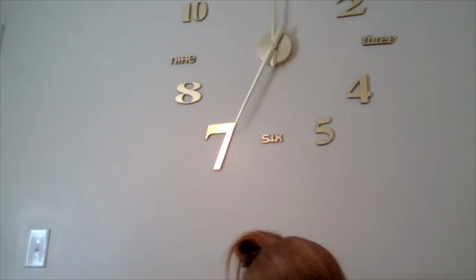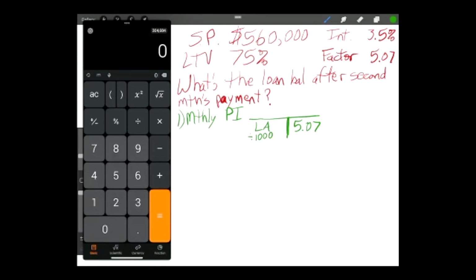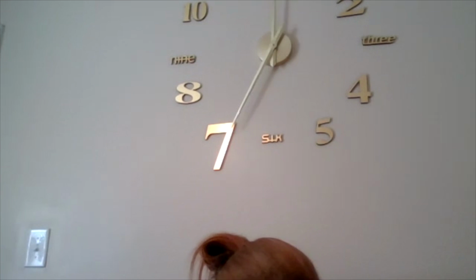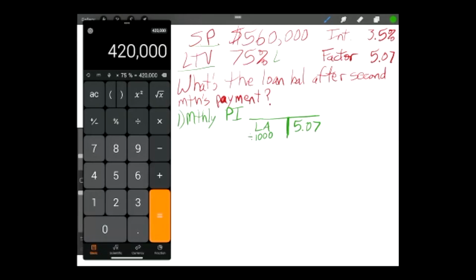Perfect. Exactly. Well, because I was mean to you, you don't have the loan amount. We need to calculate it. So what's the loan amount, using the sale price and the loan to value? 420,000. Yep, looks good to me. Loan amount, 420,000. So we're going to plug in that 420,000. We plugged in our loan factor, our 420 divided by 1,000 is 420, times the factor. That means our monthly principal and interest combined is 2129.40.